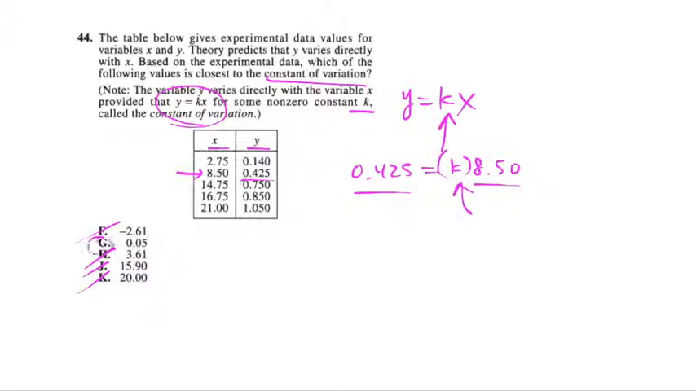The answer here is G, and you can test it. Do 0.05 times 8.5 and see what you get. You will get 0.425.